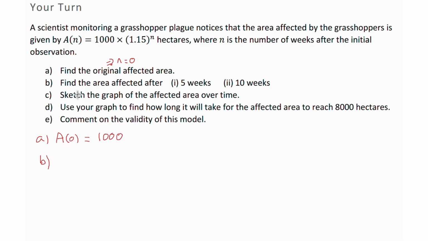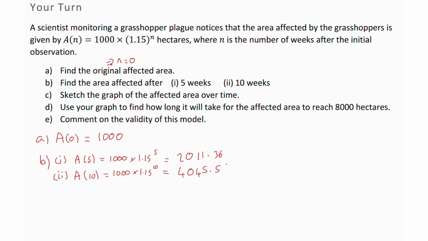hectares. B, find the area affected at these different times, so that's going to be A5. That's 1,000 times 1.15 to the power of 5, and we get an answer of 2,011.36 hectares. And after 10 weeks, that's going to be A10. So that is 1,000 times 1.15 to the power of 10, which is 4,045.56 hectares.